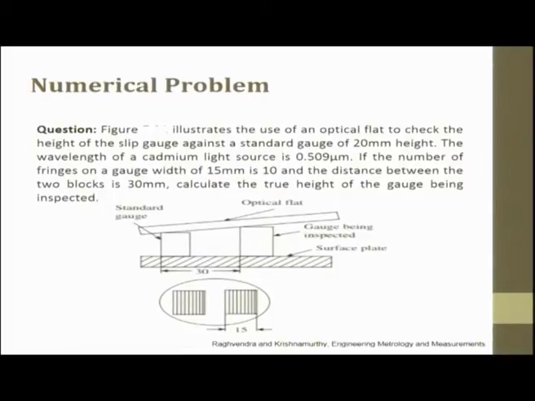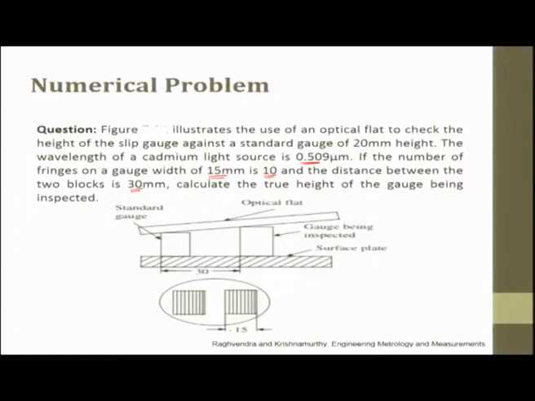So, let us try to solve a simple question. Here you can see a figure which illustrates the use of an optical flat to check the height of a slip gauge against a standard. This is the gauge being inspected, and this is the standard of 20 millimeter. The wavelength of the cadmium light source lambda is given. If the number of fringes on the gauge width of 15 millimeter is 10, and the distance between the two blocks is 30, calculate the true height of the gauge being inspected.